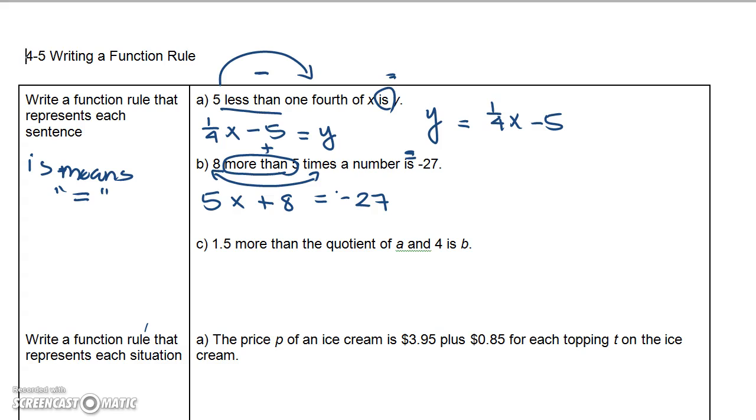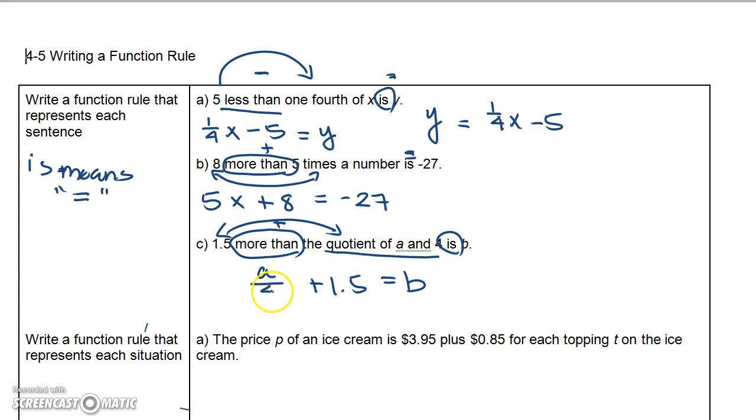So if you want to, you can press pause and then try letter C on your own, or you can just roll with me on this one and we'll do it together. So this one is 1.5 more than, there's that more than. See how I'm doing it like a million times? They won't all have more than or less than, but I'm trying to make sure that you definitely switch the order. The quotient of a and 4 is b. Okay, more than, so plus 1.5. The quotient of a and 4, so a divided by 4. Let's not do a divided by 4. This is more algebra, so you want to stick with the fraction bar instead.